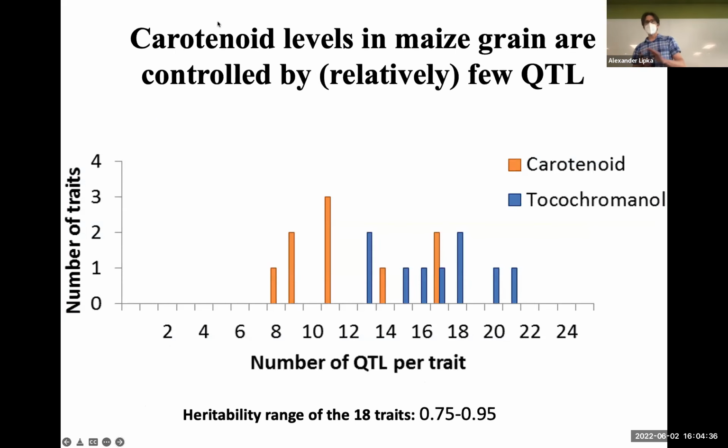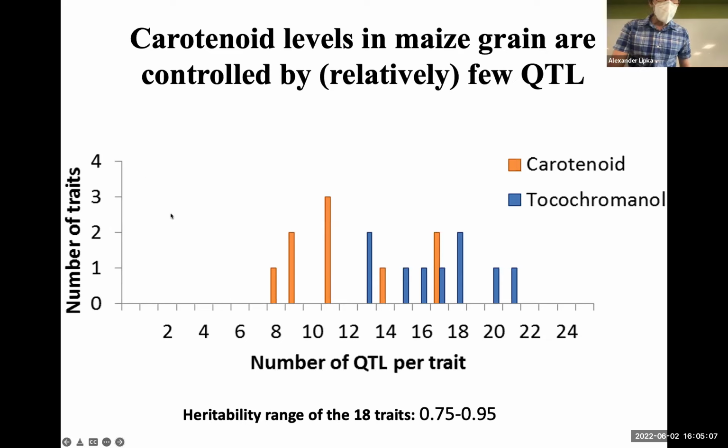So this is a complicated graph at first, but what it's going to show us is that carotenoids are controlled by a relatively small number of QTLs. So what we did here is we looked at the maize nested association mapping panel, and we performed basically a QTL analysis.